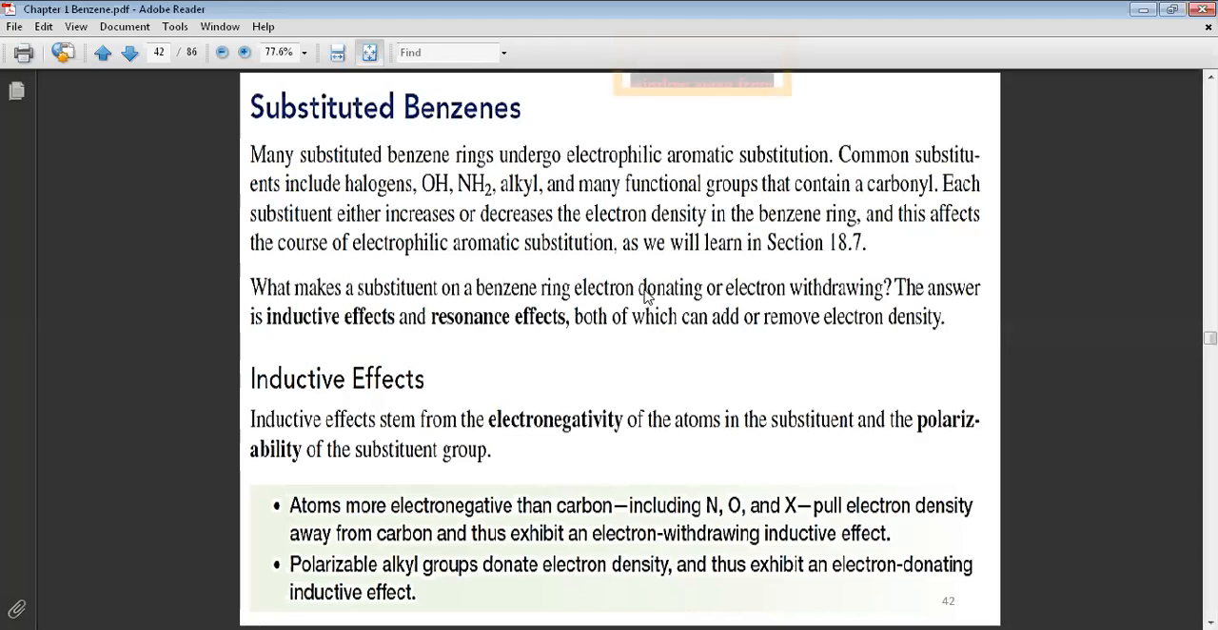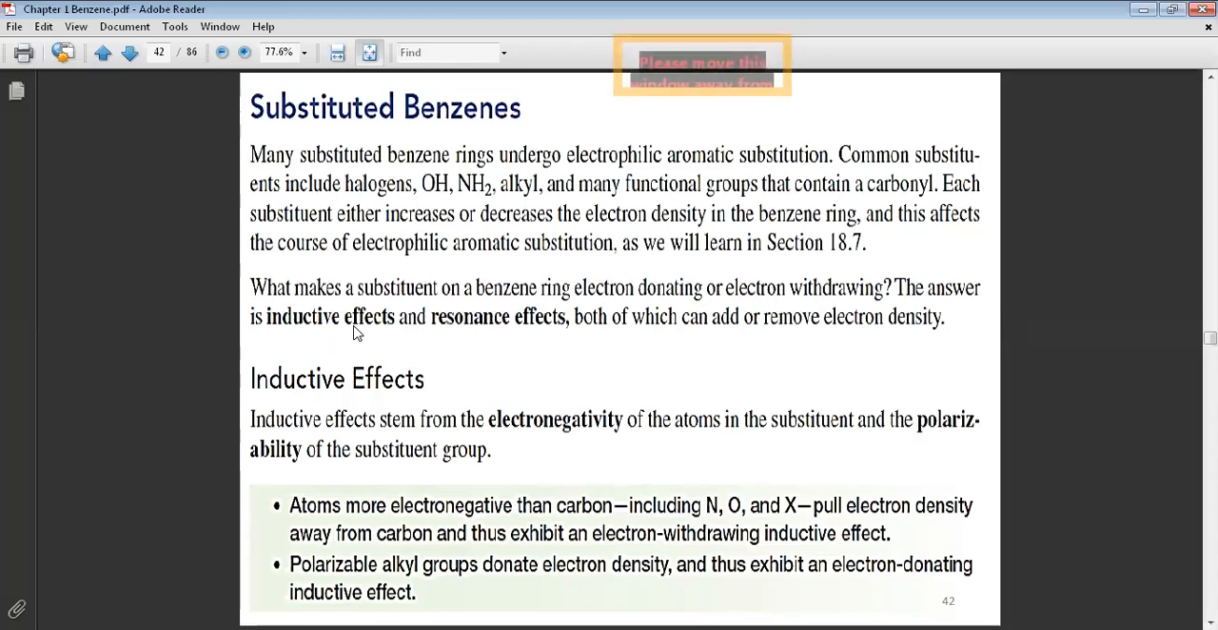Is it a donating group or a withdrawing group? Donating, meaning donating electrons. Donating electrons means increasing the electron density. Electron withdrawing means decreasing the electron density on the benzene ring. You can write a note here. Now, how you can know the answer is by the inductive effect.